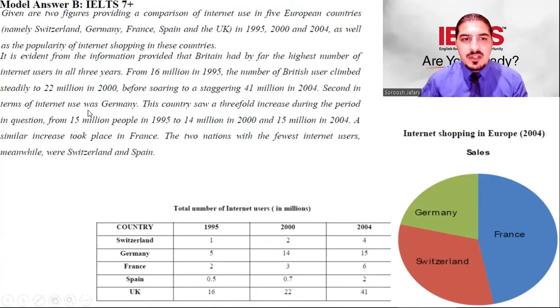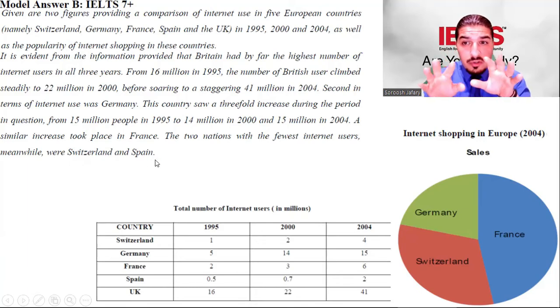Second in terms of internet use was Germany. This country saw a 3-fold increase during the period in question, from 15 million people in 1995 to 14 million in 2000 and 15 million in 2004. A similar increase took place in France. The 2 nations with the fewest internet users, meanwhile, were Switzerland and Spain.